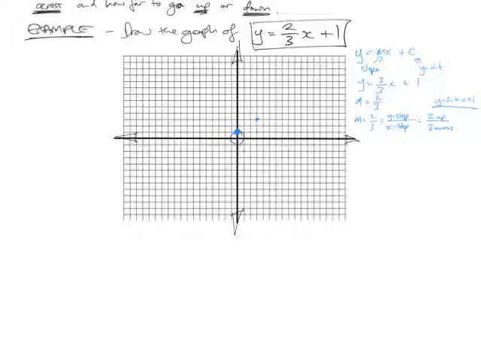So from this point here, I would go 3 across and 2 up again. So there's another point, 3 across, 2 up, 3 across and 2 up. If you wanted to extend it the other way, you would go 2 down and 3 to the left, 2 down, 3 to the left.